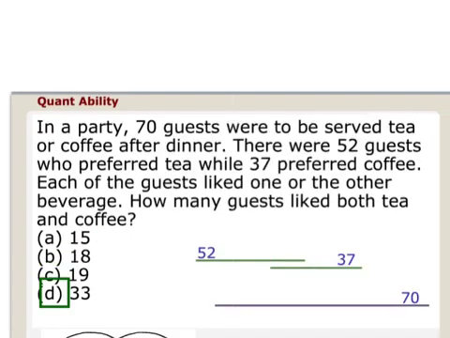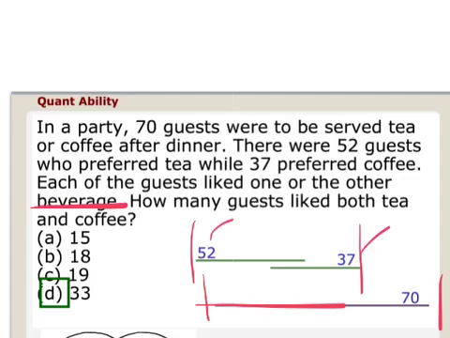Alright. Last question. Out of total 70 guests, now total my figure here is 70. 52 were served coffee. So please pause the video and try to do yourself and then explain the answer. 52 guests preferred tea and 37 preferred coffee. Each of the guests liked one or the other thing, so all of them like something. There's none. How many guests like both? All I have to do is find the total of this. 70 minus total of these two numbers is my answer. Or the other way, these two numbers minus that 70 is my answer.